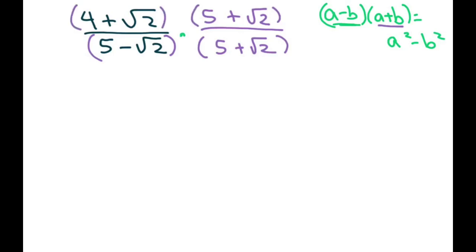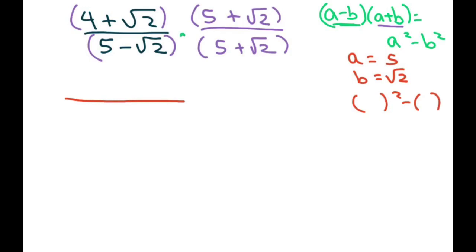So for the denominator, let's do the easy part first. I know my a is 5 and my b is square root of 2. So basically just plug it in this formula. So you have 5 squared minus square root of 2 squared. So that's going to be 25 minus square root of 2 squared is 2. So our denominator is going to end up being 23.